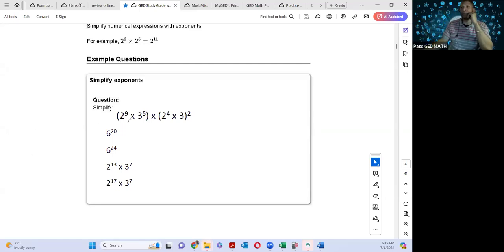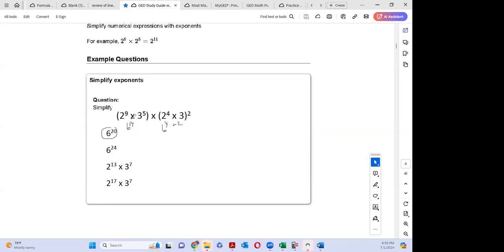Common sense way. Where did they get 6 from? Because they did 2 times 3 is 6. 9 plus 5 is 14. 2 times 3 is 6, plus 4. That's how they get plus 2. I don't know what they did here. And that's how they got 6 to the 20th.